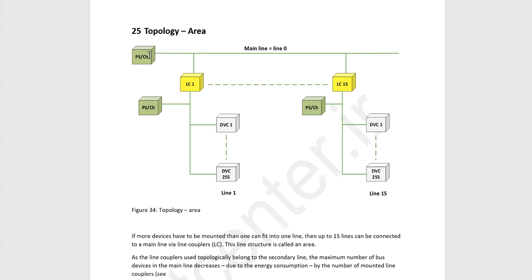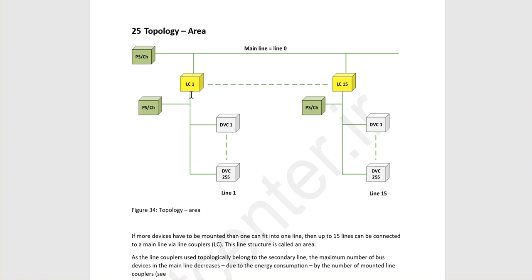Each area has the main line. The main line has its own power supply unit. Why? Because the line coupler gets its power supplied from the primary line, the upside line, the north line, okay? And communicates with each line through the secondary line.